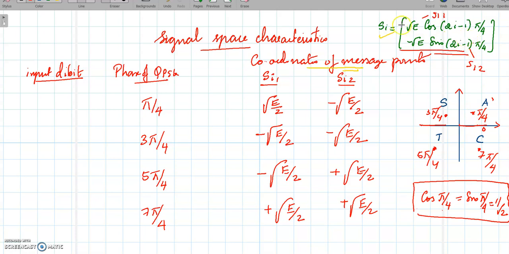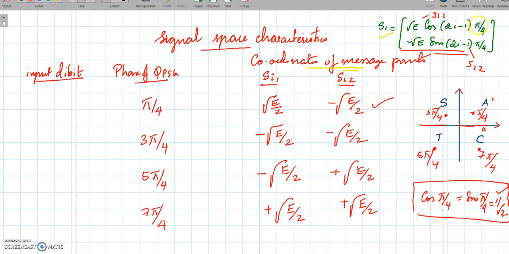So when you substitute i equals 1, you get cos pi by 4 and sine pi by 4. Okay, so you have root E into cos pi by 4. Cos pi by 4 and sine pi by 4 have the value 1 by root 2. So root E into cos pi by 4 means 1 by root 2 into root E, that is root E by 2, and minus root E into sine pi by 4 is minus root E by 2. So this will be the first message point. Now to find the second message point, that is at 3 pi by 4.